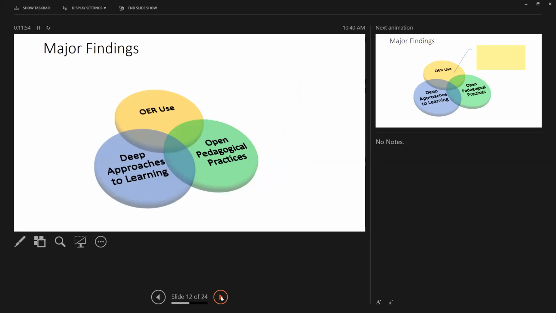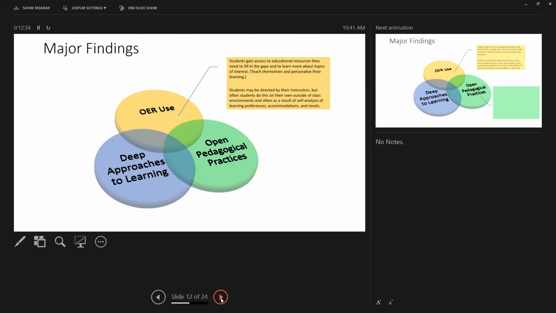So, my major findings. What I've done is I've distilled down pages and pages of data into two slides. So you've got this nice Venn diagram where there's an intersection and definitely a correlation and a relationship among OER use, deep approaches to learning, and open pedagogical practices came into it. I couldn't help it. So for OER use, according to my research, students do gain access to these resources, and what they're doing is they're using it to fill in gaps, to address weak areas that they've self-diagnosed, or to explore areas of interest outside of the classroom.